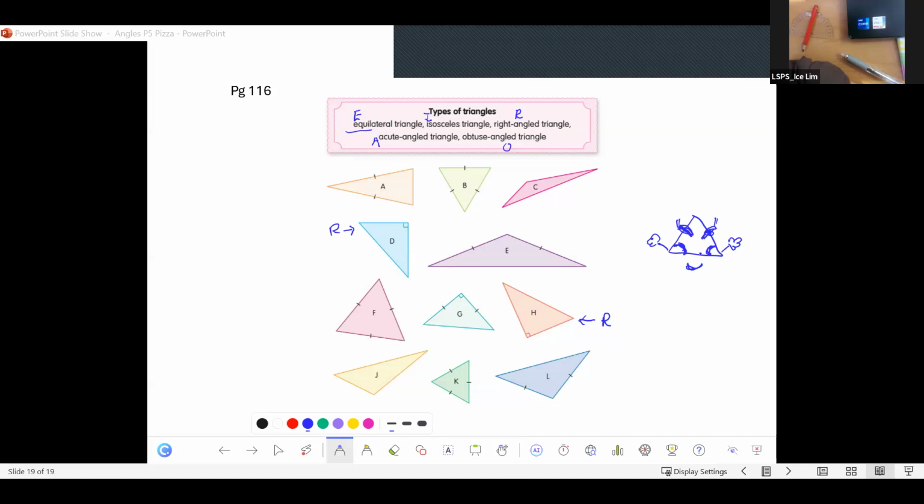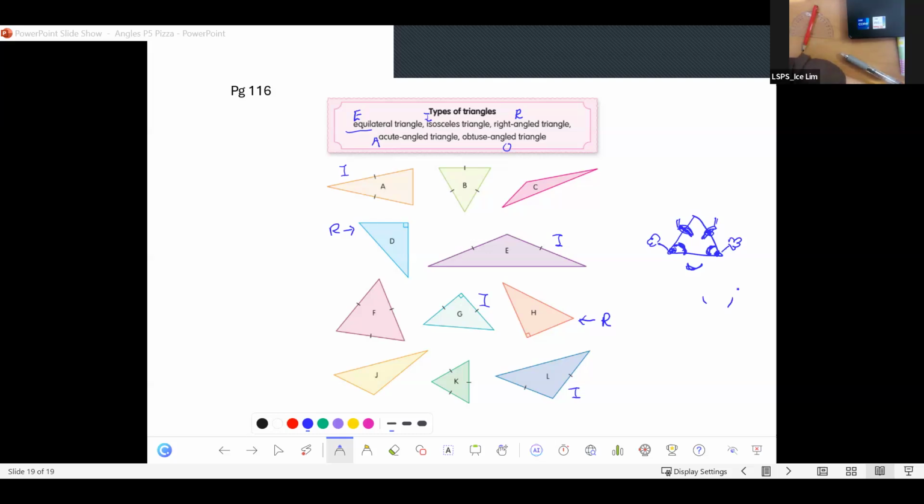The characteristic of an isosceles triangle is that it has 2 angles that are exactly the same, I draw eyebrows here, and 2 sides of the triangle being the same. So this is the characteristic of an isosceles triangle. This one is isosceles, this one is isosceles, this one is isosceles, this one is isosceles. I'm focusing on just equilateral, right angle triangle, isosceles triangle, and anything that has 2 markings, like 2 equal sides, that means isosceles.